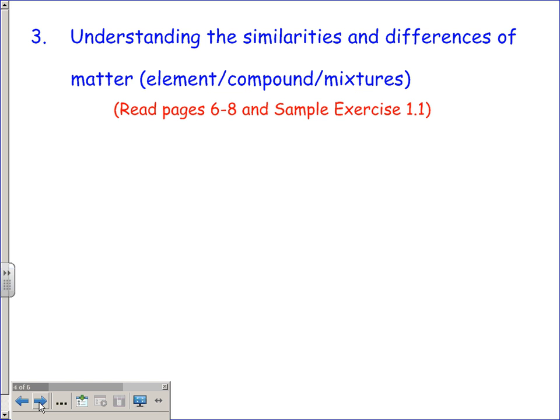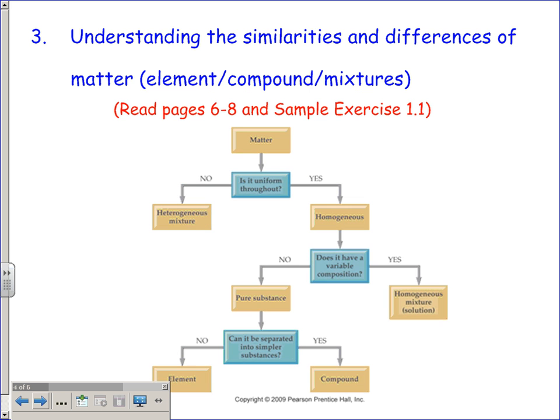Next, understanding the similarities and differences between different types of elements. It's such a basic question, and I think people just don't look closely enough at it in the test, and they end up answering incorrectly. What it fundamentally comes down to is this flow chart that's in the book on, I think it's page 8 or 9. It takes you through exactly what you need to know to understand this idea.